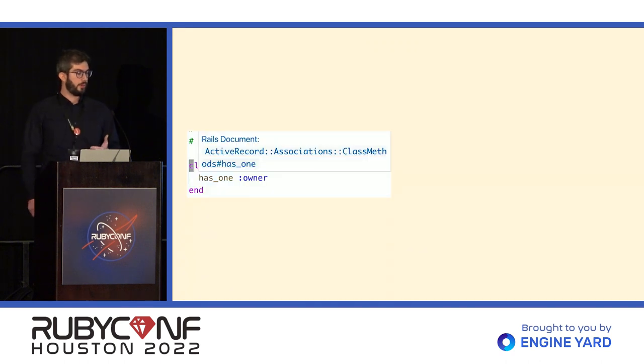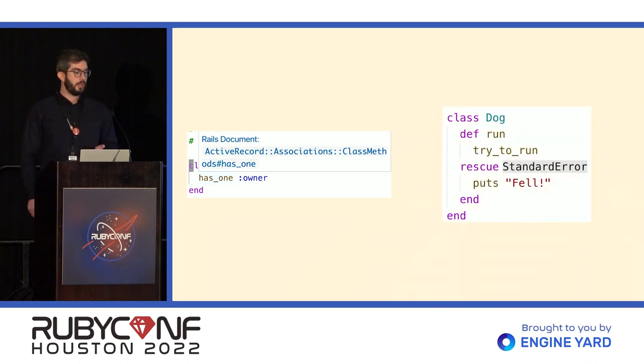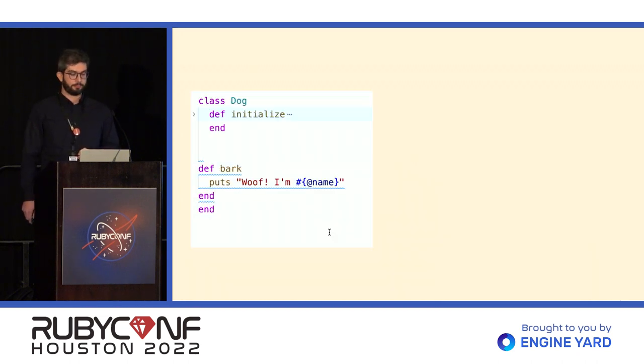We have hover for displaying documentation links for Rails DSL methods, so like has_one, if you hover over that, it will pop up the link to the online documentation. If you click it, it just takes you to the website. We have a few inlay hints. For example, if you rescue without specifying a specific error class, the default implicit behavior is to rescue from StandardError. And so the Ruby LSP will tell you that with an inlay hint.